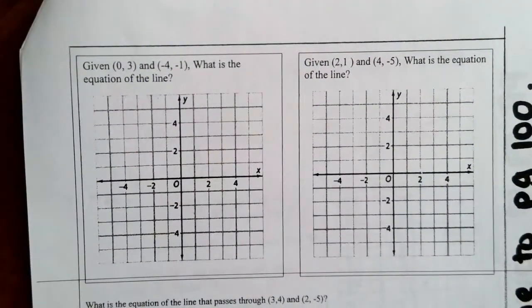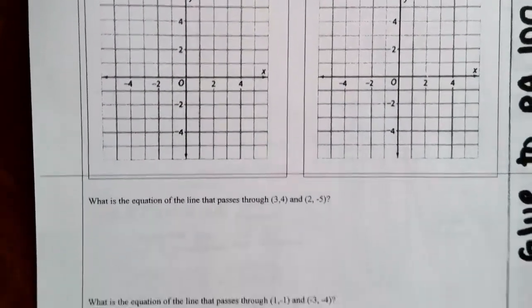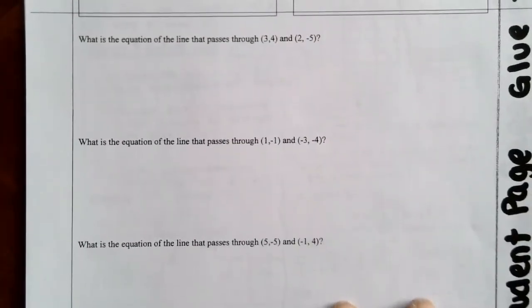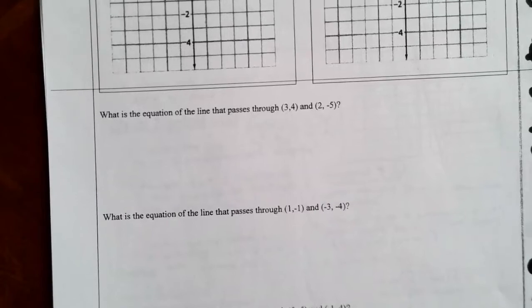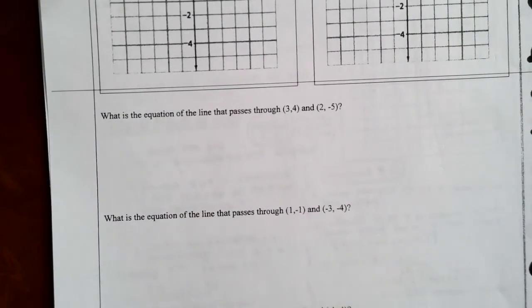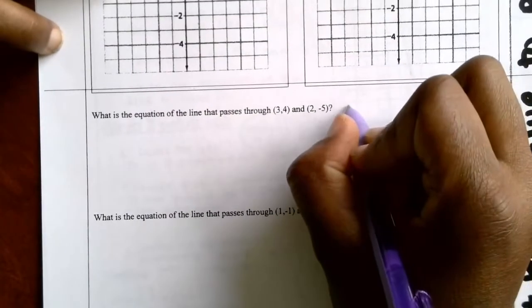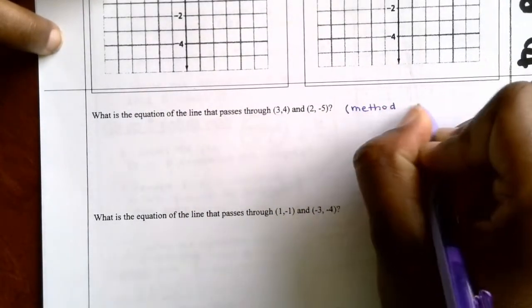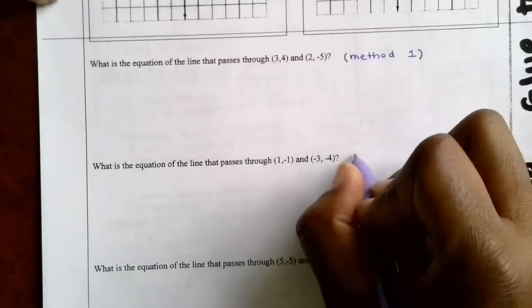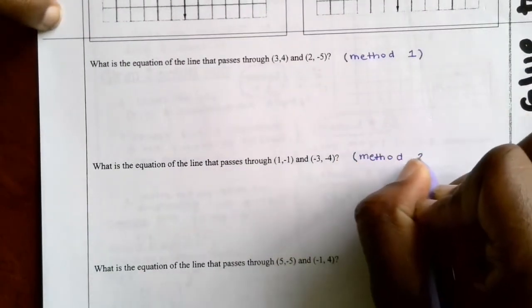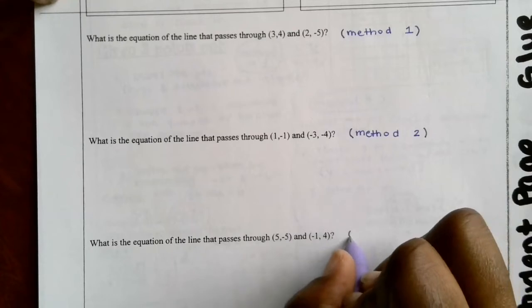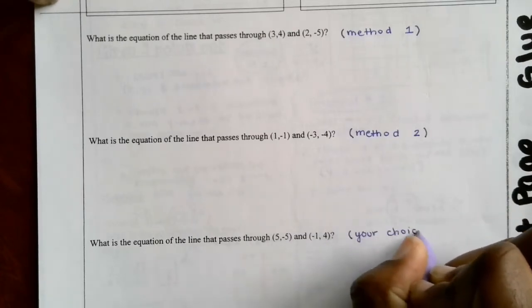For this lesson, you will have a total of 5 questions to answer. 2 graphing questions and 3 calculating questions. Please answer the calculating questions the following way. The first question, please use method 1 to solve. For the second question, please use method 2 to solve. For the third question, you can choose the method of your preference.